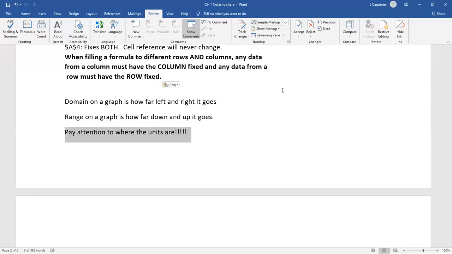Also, paying attention to where units are could be just in terms of answering things. So your horizontal axis might be dollars and the vertical axis might be number of units sold. So it could be like a supplier demand graph. The answer is not just a number, the answer would be dollars or units. So if they ask you about a number on the horizontal axis, you'd have to say dollars. If they ask you about a number on the vertical axis, you'd have to say units.